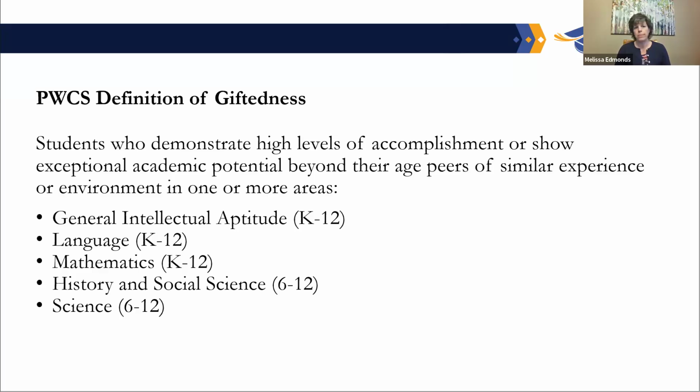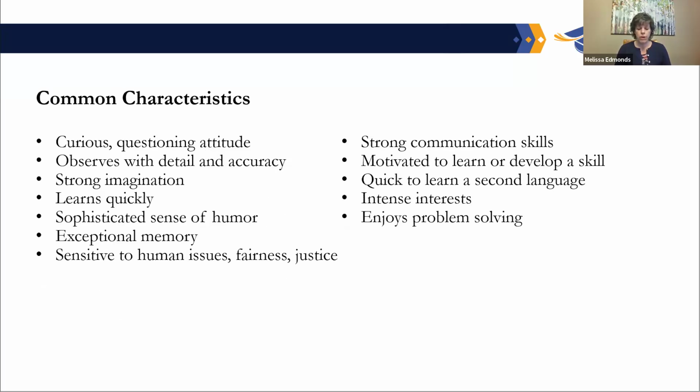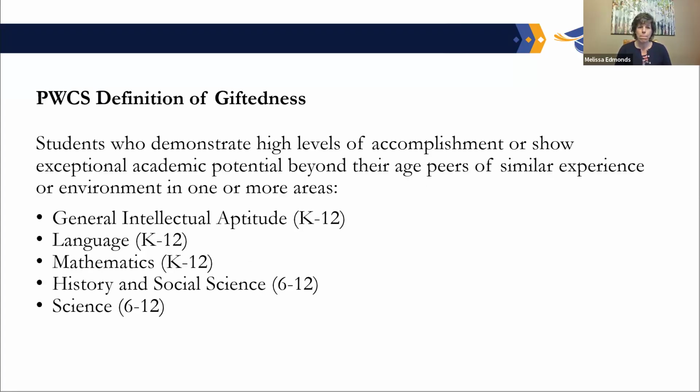And I'd like to talk just a minute about a few parts of that definition. First, it says, could we go back, please, that students who demonstrate high levels of accomplishment or show exceptional potential beyond their age peers of similar experience or environment in one or more area. First, let me point out that this definition mentions that gifted services includes both students who are currently achieving at high levels, but it also includes those students who have the potential to do so. That is, they've demonstrated strong thinking skills that we believe could be developed and strengthened so that they can also perform at that high level of accomplishment.